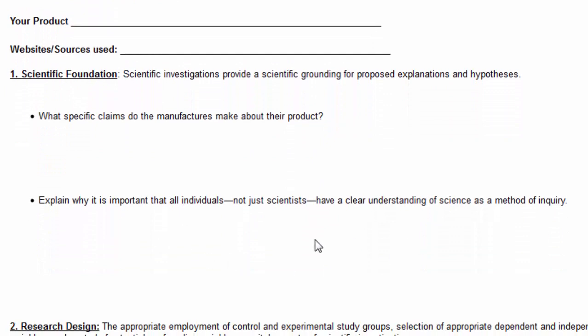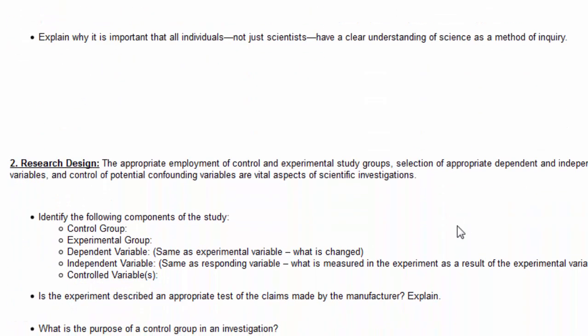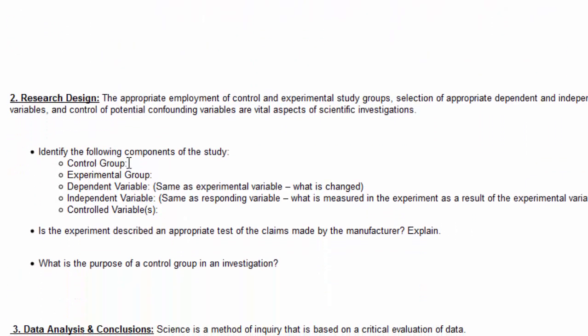It's important that we have a clear understanding of science as a method of inquiry so that we can decide if this is a valid result or not. That's what we're really looking for. All right. Research design, we have our control group. They ate pieces of candy with nothing in it. 2 experimental groups. One got 1 milligram of the stuff in that candy, and the second group got 2 milligrams.